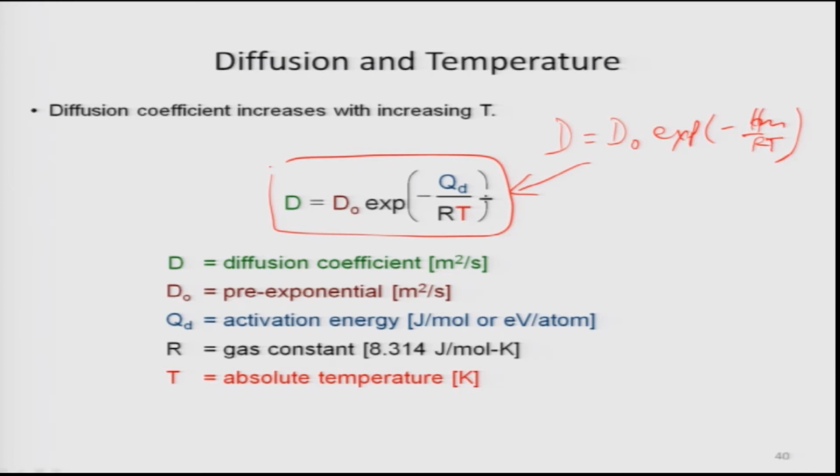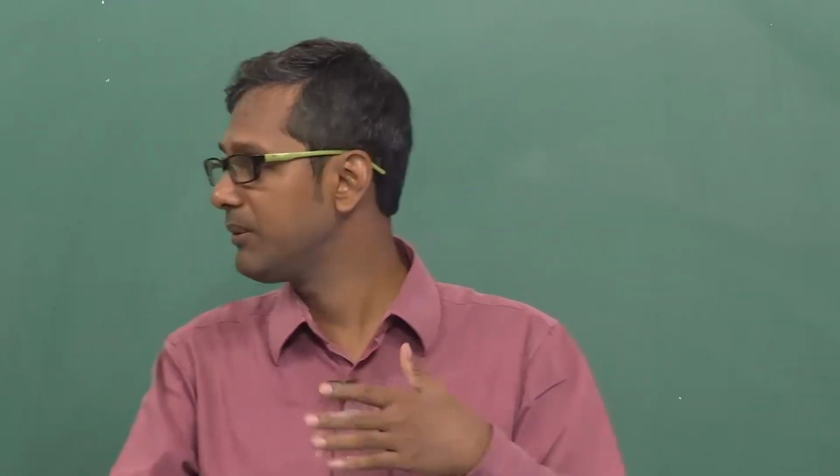and R is the universal gas constant, and T is the temperature. Temperature must be on the absolute scale, never Celsius; it has to be in Kelvin, and R is known as 8.314 joule per mole Kelvin. So, we can calculate D at any temperature, provided we know Qd, which we will discuss more in the next 5 minutes. But please remember, this is a very fundamental equation in diffusion, derived directly from the assumption that diffusion of an atom requires some activation barrier to be crossed.